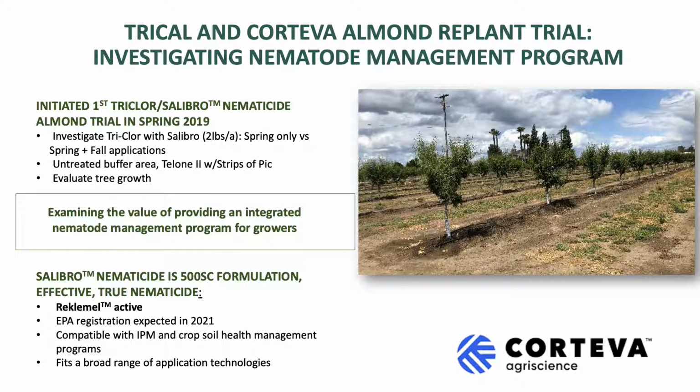Celebro nematicide is a 500 SC formulation. It's an effective true nematicide. Reclamel is the active ingredient. EPA registration is expected in 2021. It is also compatible with IPM and crop soil health management programs, as well as fits a broad range of application technologies. By examining a nematode management program, this is definitely important, especially in certain counties where Telone townships have capped and future regulations may impact Telone use.